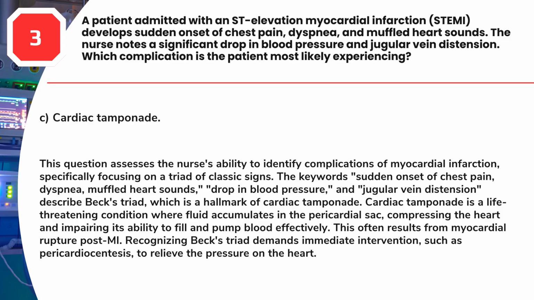triad of classic signs. The keywords sudden onset of chest pain, dyspnea, muffled heart sounds, drop in blood pressure, and jugular vein distension describe Beck's triad, which is a hallmark of cardiac tamponade. Cardiac tamponade is a life-threatening condition where fluid accumulates in the pericardial sac, compressing the heart and impairing its ability to fill and pump blood effectively.